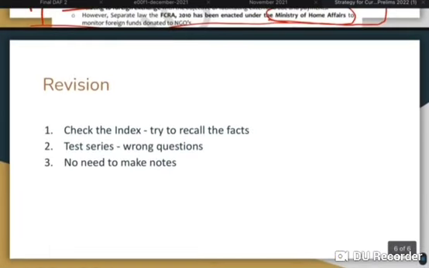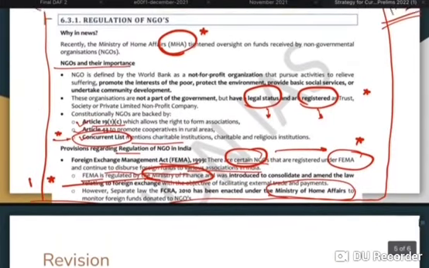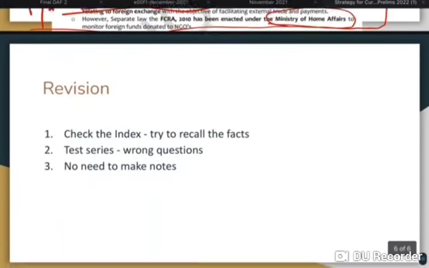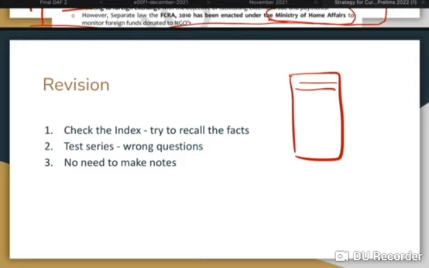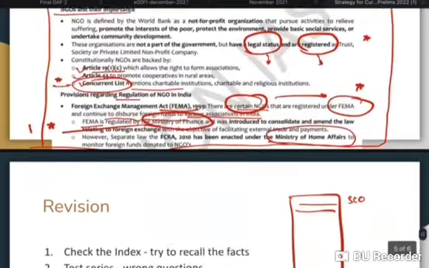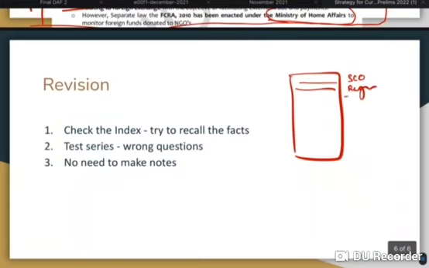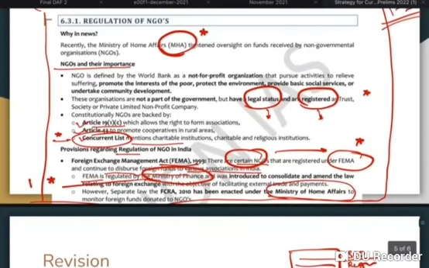And the last part is about revision. So we have already studied how we can study these current affairs magazines. For revision, before the current affairs magazine there is an index. Go to that index. In the index they have mentioned, say, SCO, and they have also mentioned regulation of NGOs. Then don't look at this booklet, just look at the index and try to recall what are the facts that you have circled. For example, in regulation, I can recall that I've circled ministries, I've circled that NGOs are registered, and then look at it. If you miss any part, then just read it and try to keep it in your mind.